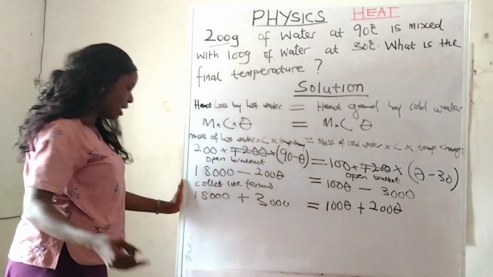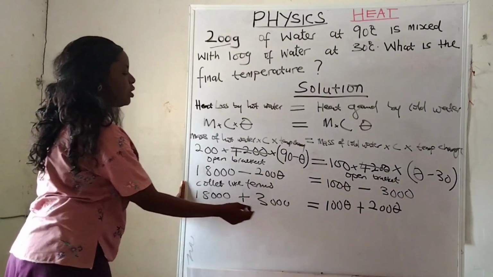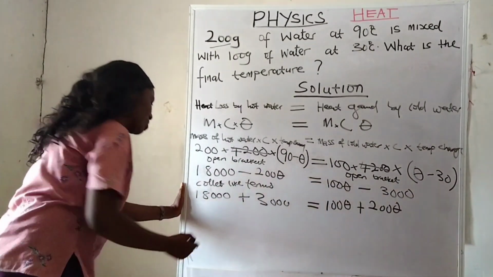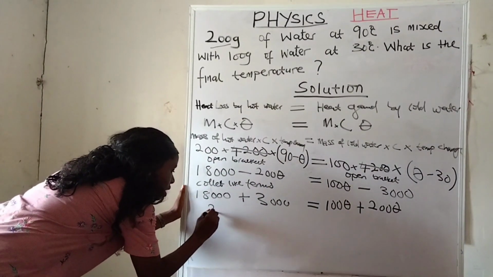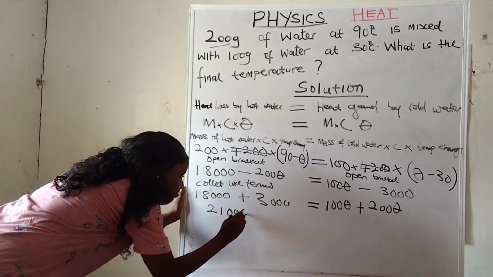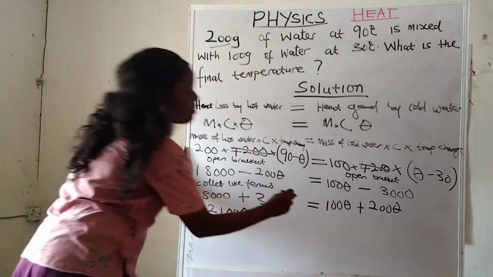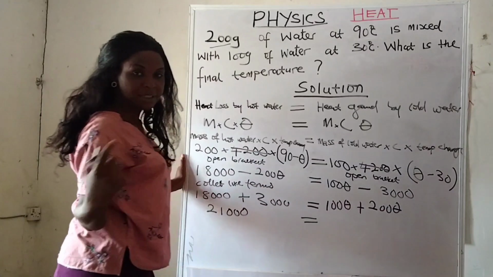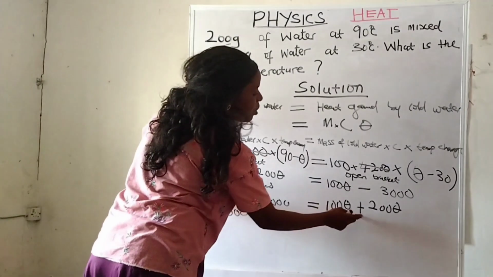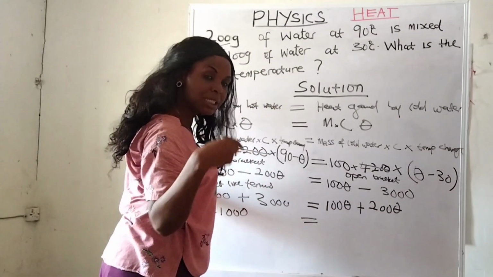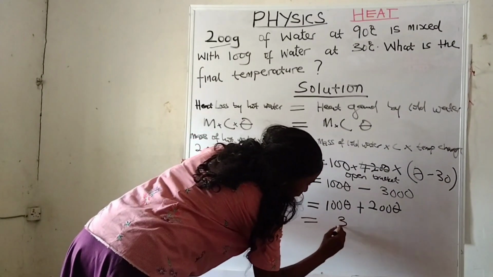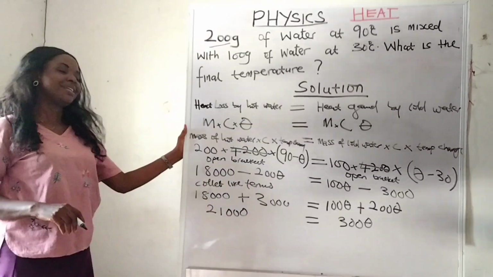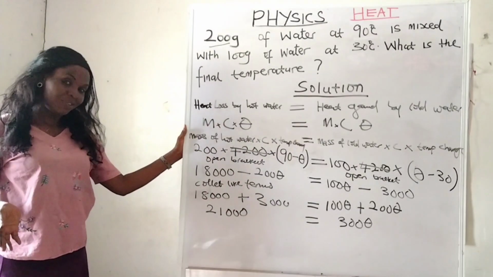Add the two of them together, it will give me 18 plus 3 will give me 21. So 18,000 plus 3,000 is 21,000. I'll write it down: 21,000. Put this equals to 100 plus 200 gives 300. So 100 theta plus 200 theta will give us 300 theta. Yes. I hope you understand to this level.